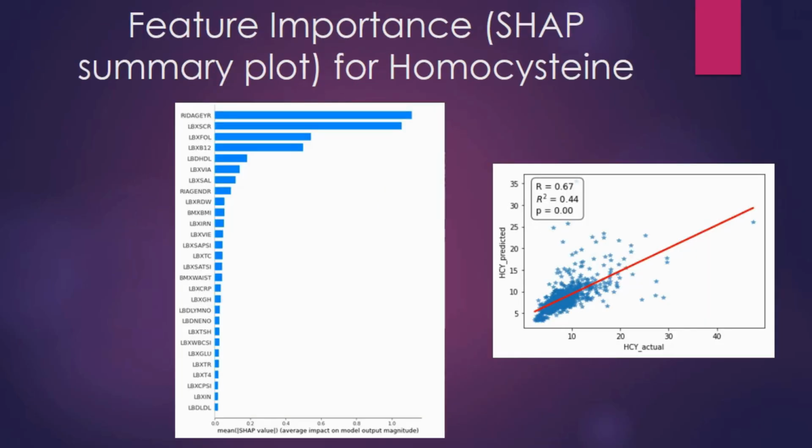Feature importance SHAP summary tool for homocysteine. Uses SHAP analysis to reveal that a person's age, serum creatinine, folate, and vitamin B12 levels are the strongest AI predictors for determining their homocysteine levels, reinforcing age-associated change in levels.